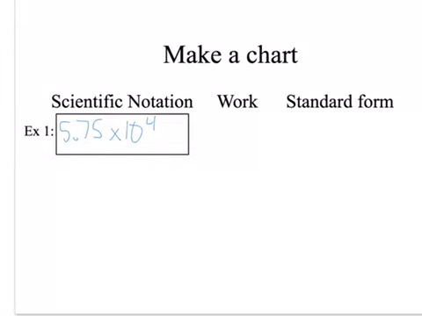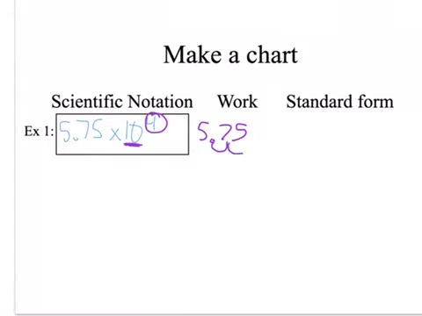We're going to go over under the work category, and we're going to write 5.75, and this is where we're going to show our work. To show work, we are going to multiply by 10 4 times. And when we're multiplying by 10, 10 is the same as moving your decimal place. So if it's times 10 4 times, I have to move my decimal place 4 times.